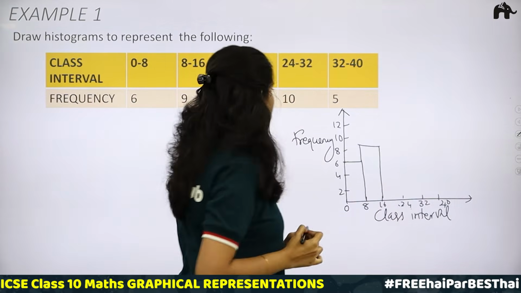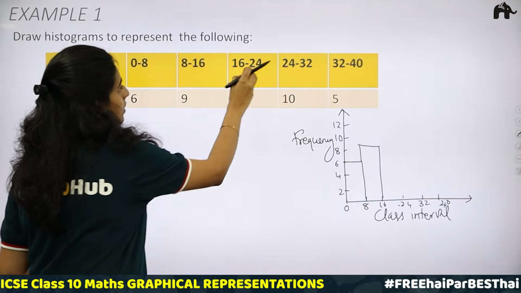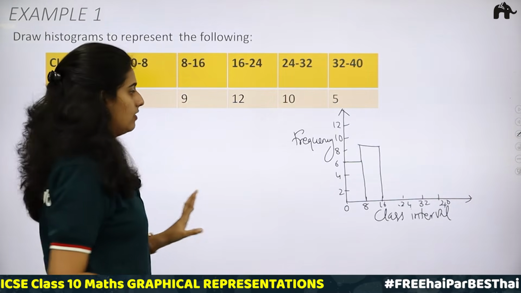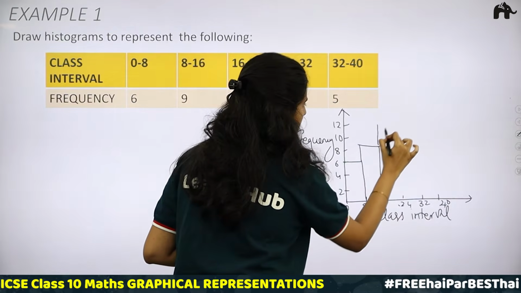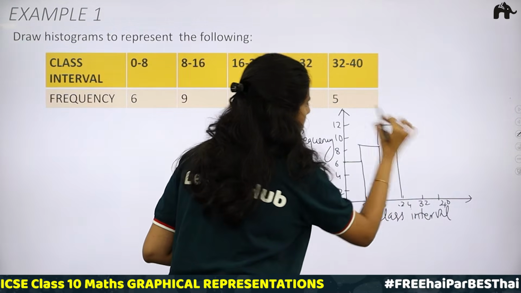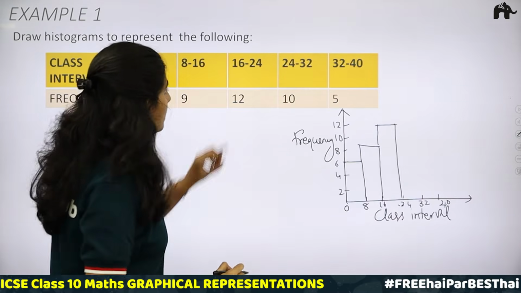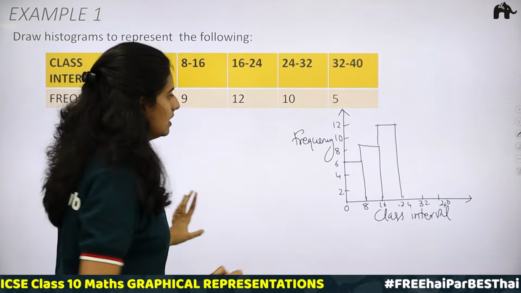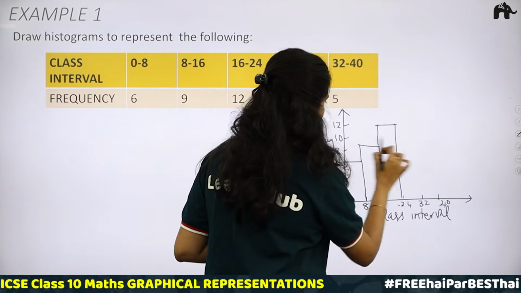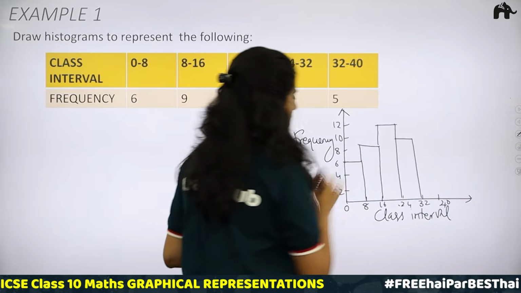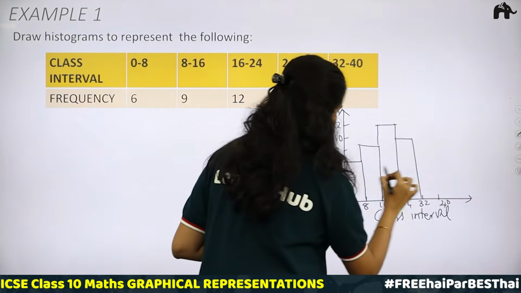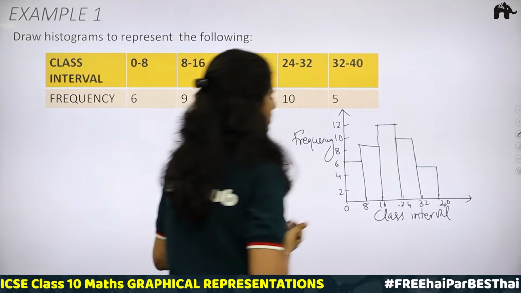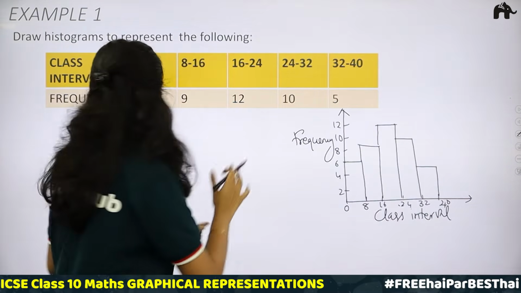Next 16 to 24, it is 12. Here we have 12. Next 24 to 32, it is 10. Mark. Then 32 to 40, we have 5. Somewhere here we have 5. So this is how you can construct a histogram.